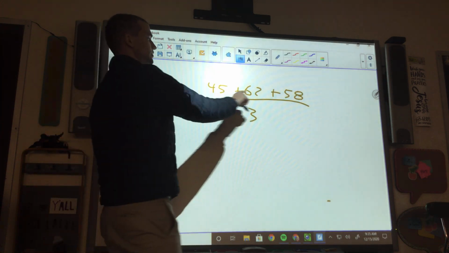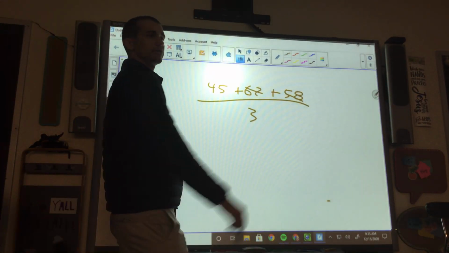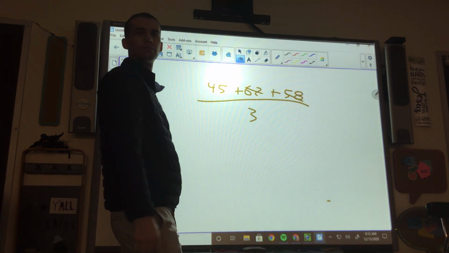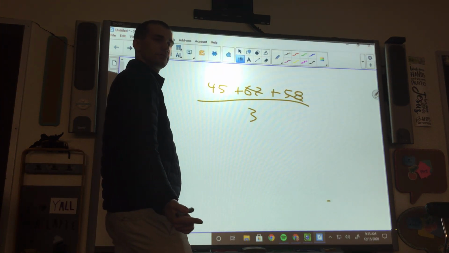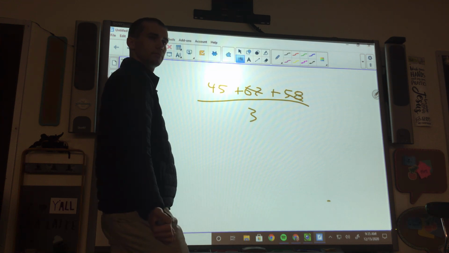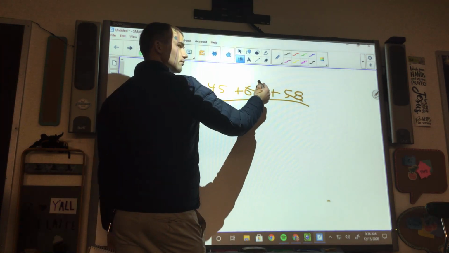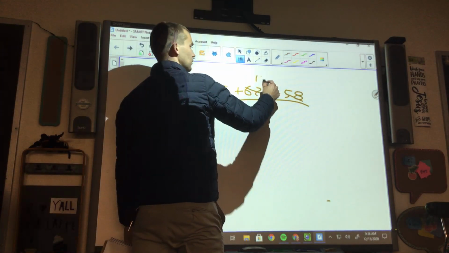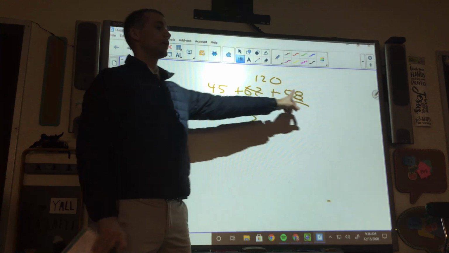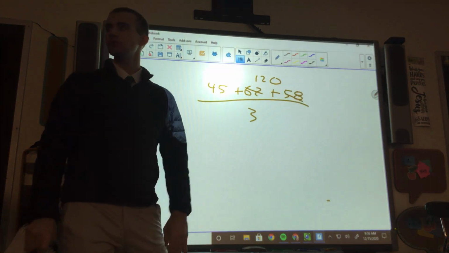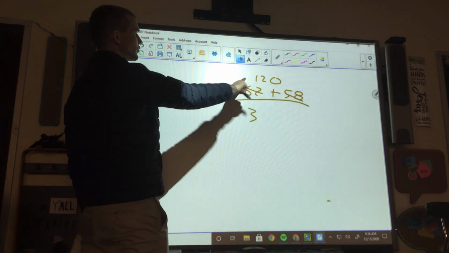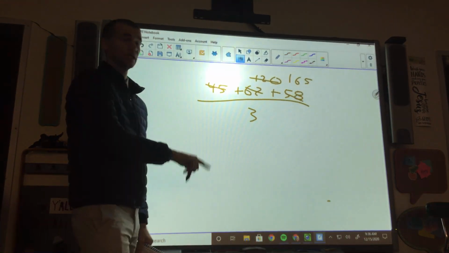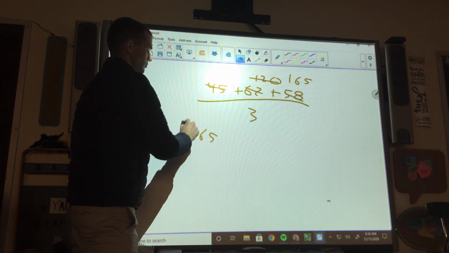The average of this, 62 and 58, makes what total? What's 62 plus 58? 62 plus 50 is like 110. Nope. 120, yep. Take these two away, put them on here, 60 and 60, gets you to 120. 120 plus 45, so it's 165 divided by 3.